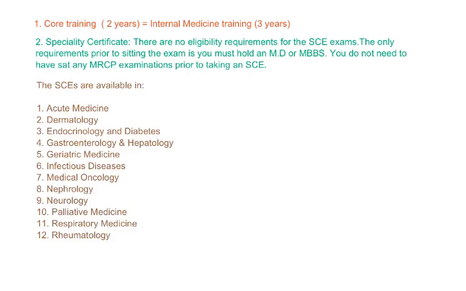So in summary, the two main changes in the new pathway are that the core training of 2 years has been changed to internal medicine training of 3 years, and the specialty certificate, which initially you were supposed to take at the stage of ST5 and ST6, now you can take at any time. Now you do not have to take MRCP prior to that. There are no eligibility requirements. If you are an MD or MBBS, you can just apply for it. However, the doctors ideally still take it during their specialty training years. The specialty certificate is available in these 12 subspecialties of internal medicine.